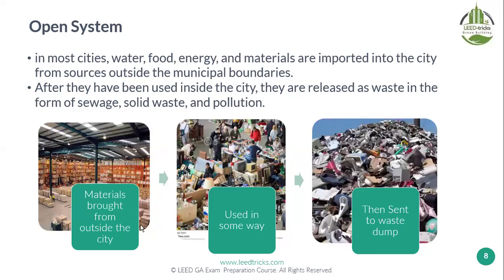An open system is like this. You buy the materials here, and you use the material like what you see here in the photo. After that, you send it to the waste dump here. That's why they call it open, because an open system always generates waste. It's an open process. Why? Let's see the closed system and we'll know why.